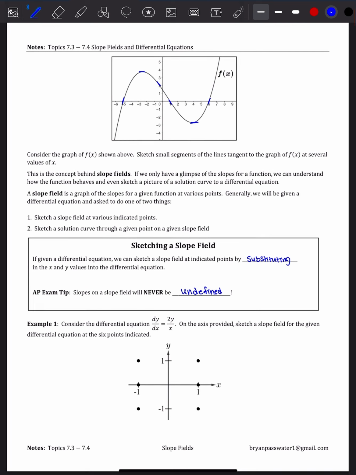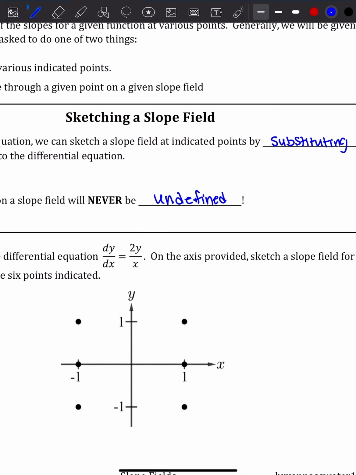So consider the differential equation dy over dx equals 2y divided by x on the axes provided. Sketch a slope field for the given differential equation and the 6 points. One of the things you're going to notice is they give us this equation. This is our equation for slope, dy over dx. And we are given these 6 points, which are the points that we want to use. So we have the points (1, 1), (1, 0), (1, -1), (-1, -1), (-1, 0), and (-1, 1). Those are the values that we're going to be plugging in for x and y.